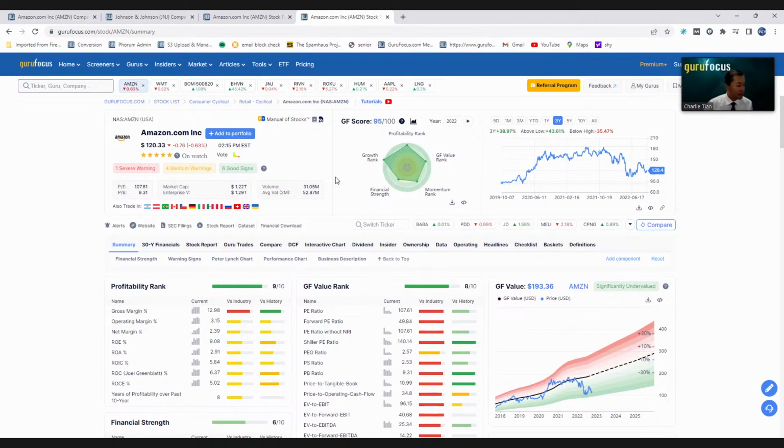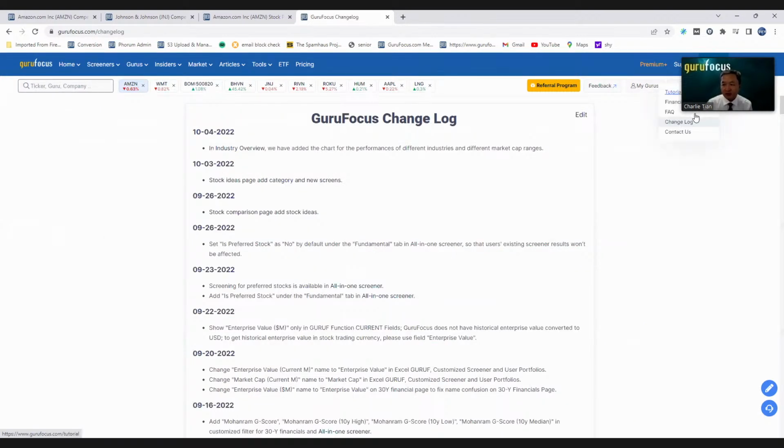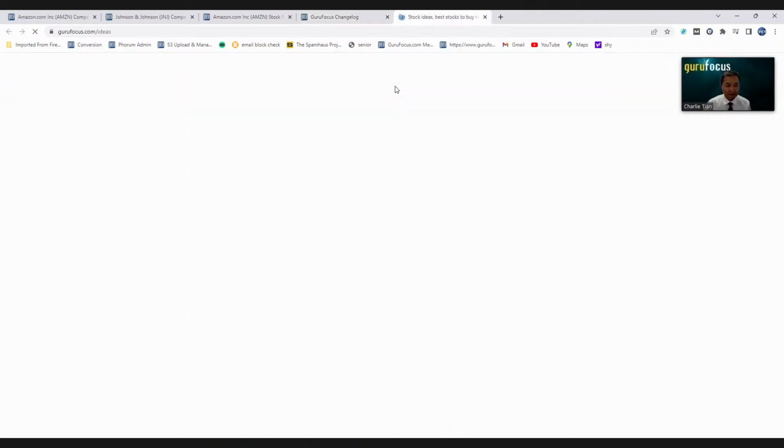Okay, and if you don't have other questions, I will continue to go to the new features we created. If you want to know more about what we are working on, you can always come to the changelog here. Here we show you what we have been working on. The industry overview I have mentioned, and a stock idea page. Let's go to the stock idea page here.